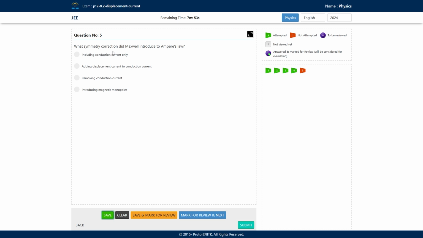Which symmetry correction did Maxwell introduce to Ampere's law: including conduction current only, adding displacement current to conduction current, removing conduction current, or introducing magnetic monopoles?